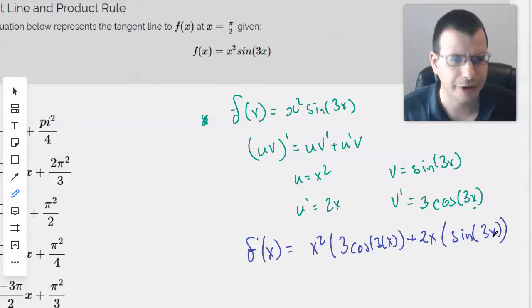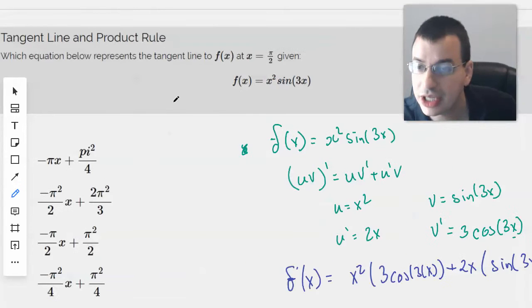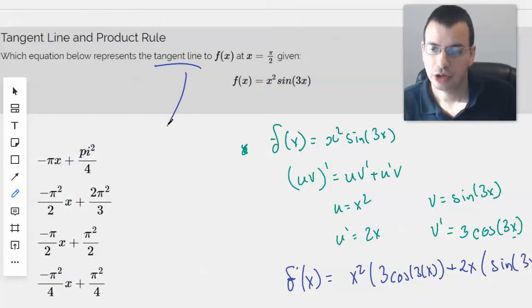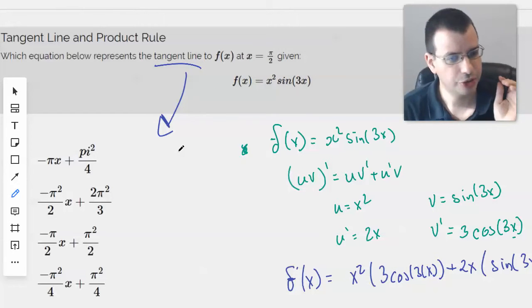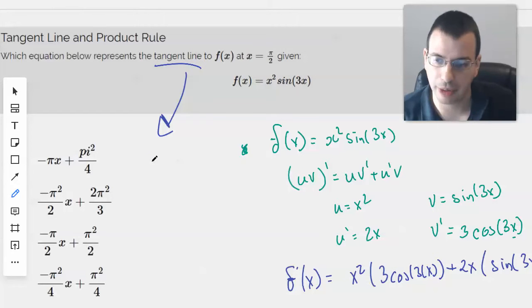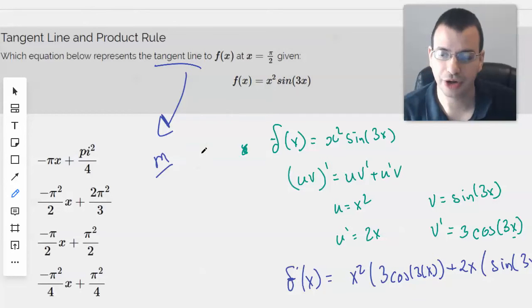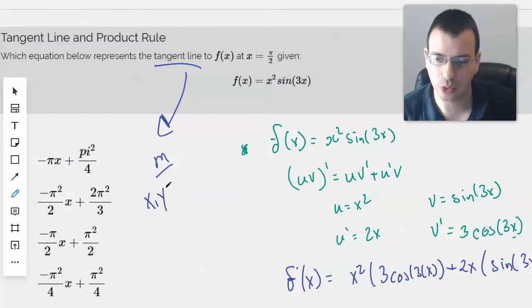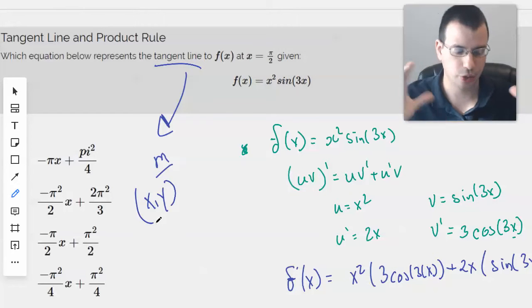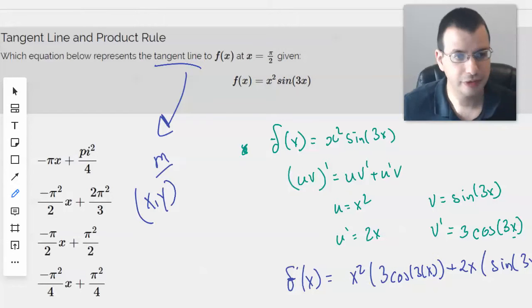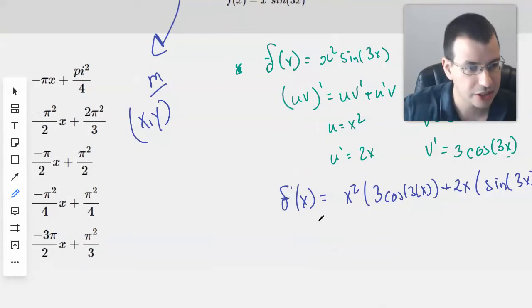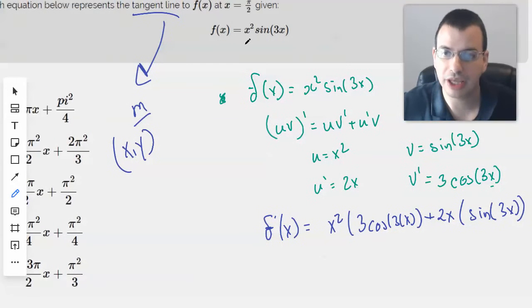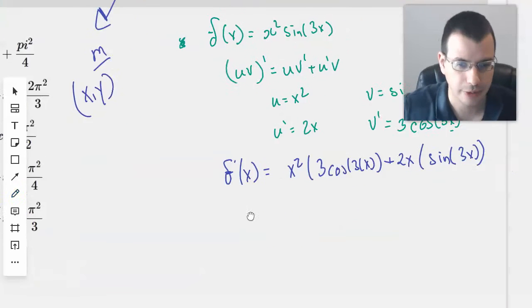Wait a second, we're doing a tangent line, right? Yes. So to backtrack, big picture, to do a tangent line, first thing we want to do is find the slope, m. We also then want to find points x and y, and we'll use that with an equation to basically create a tangent line. So first thing, find the slope. Find the slope means find the derivative. And so we have f prime of x, which is the derivative, and now we want to plug in pi over 2.